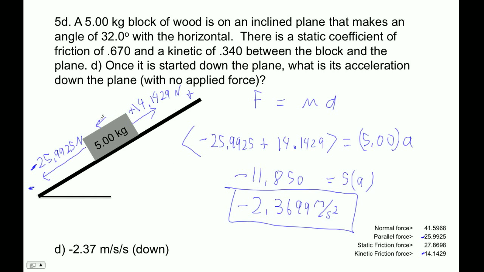So basically, because it was sliding down the plane, we need to know which way it's sliding, right? Then friction will be up the plane. Parallel force is always down the plane, right? That's our force parallel. It's always down. Right? This is friction. That's our force of friction, our kinetic force of friction. And in this case, it's up the plane, right? Because we're sliding down. Right? And then we solve for the acceleration. Good enough?